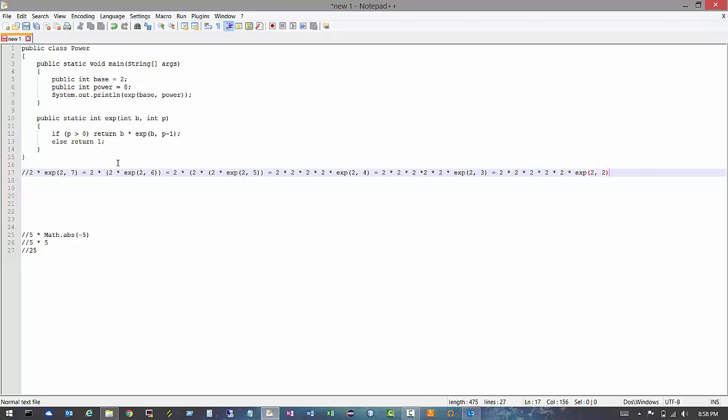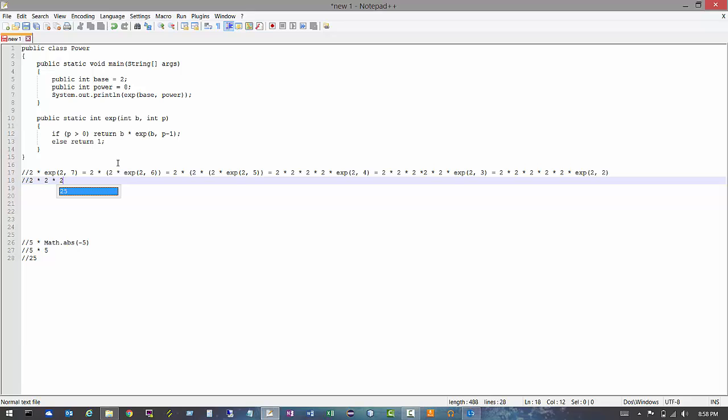Let me go to the next line. That is 2 times 2 times 2 times 2 times 2. 1, 2, 3, 4, 5. Times exponent of 2, 2.